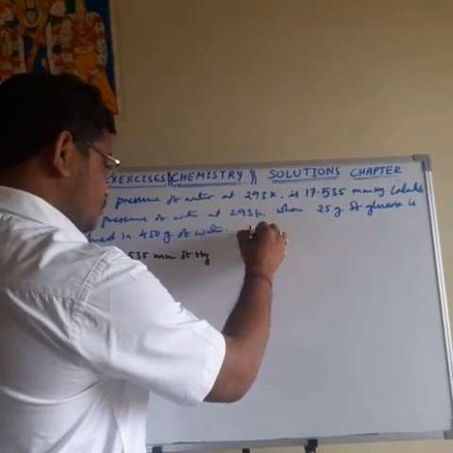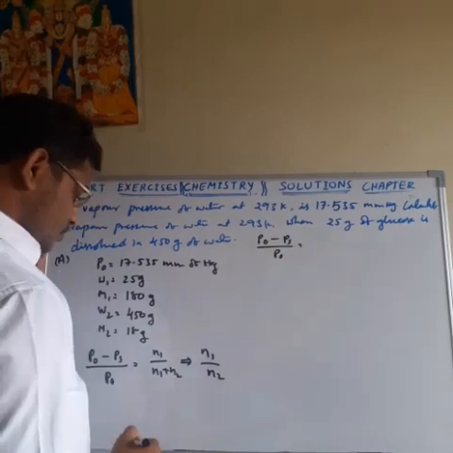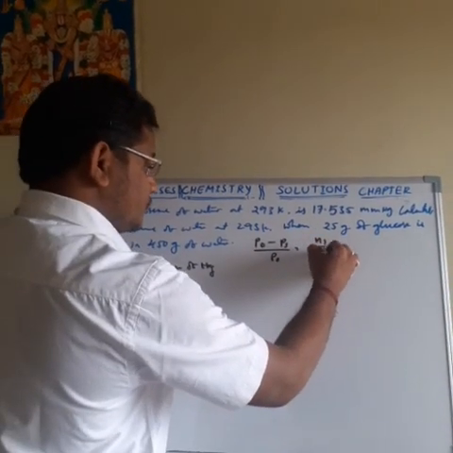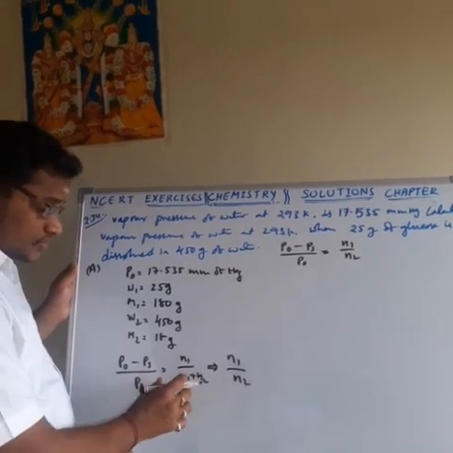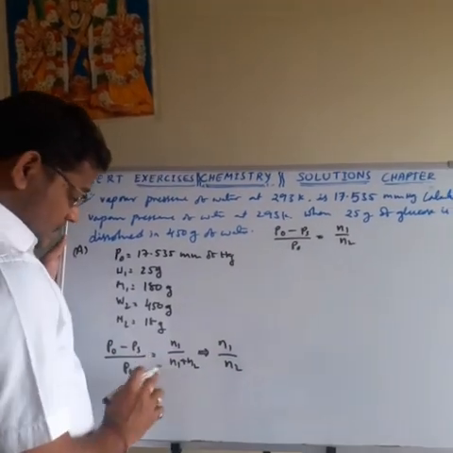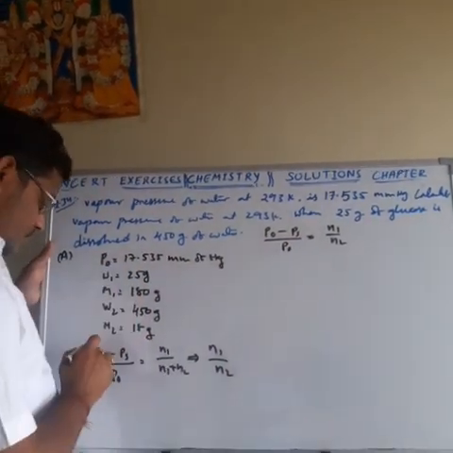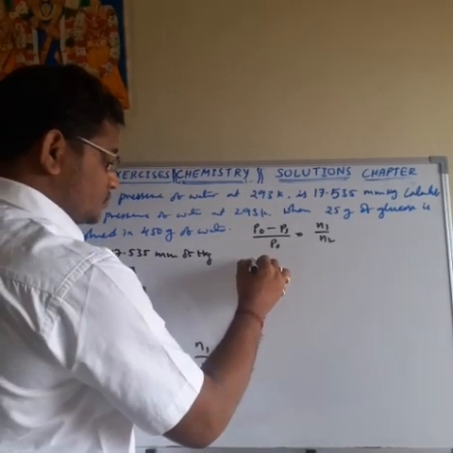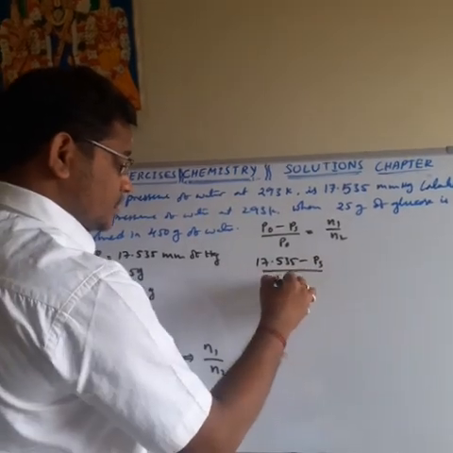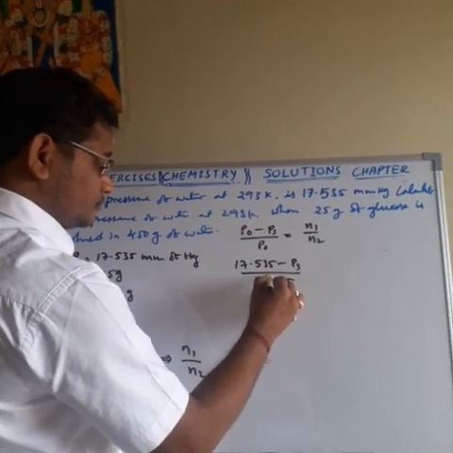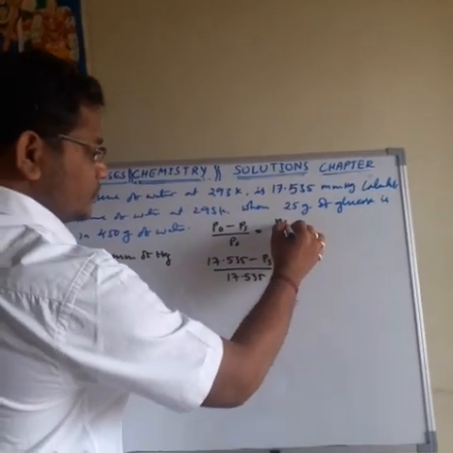So (P naught minus PS) divided by P naught is equal to N1 by N2. Both give approximately equal values, not exactly but almost equal. So let us see this one relation. P naught, the vapor pressure of pure solvent, is 17.535. So 17.535 minus PS, divided by 17.535, is equal to N1 by N2.